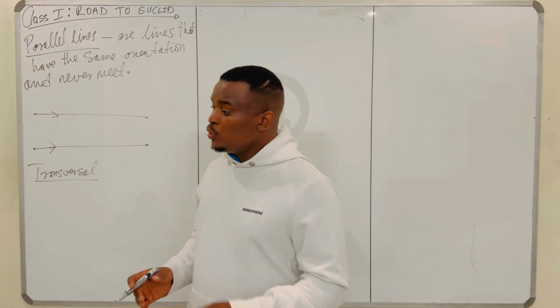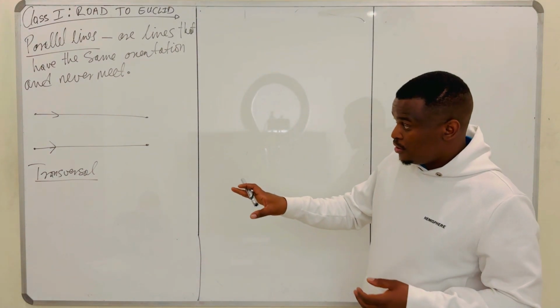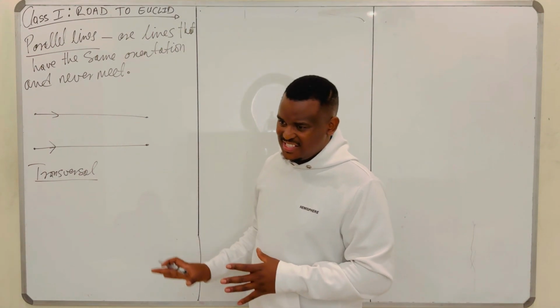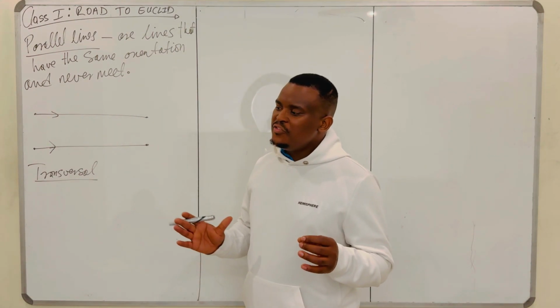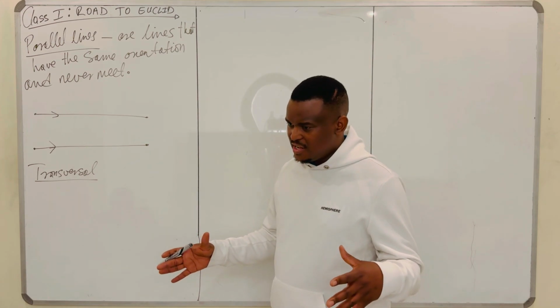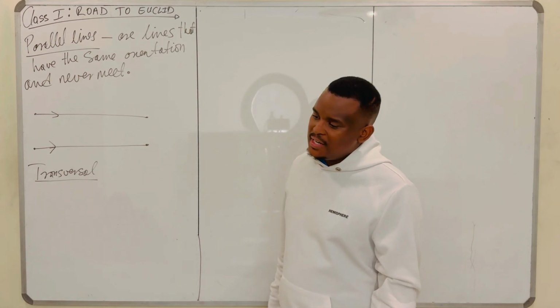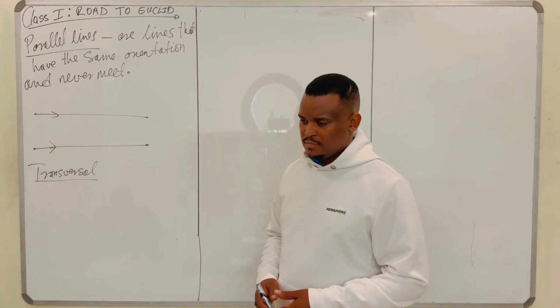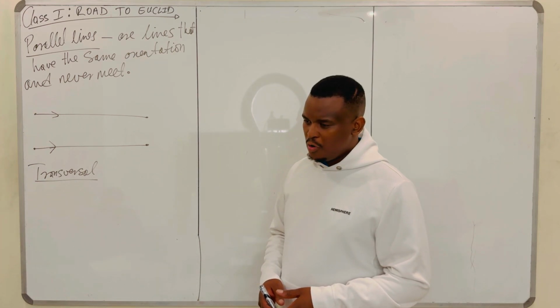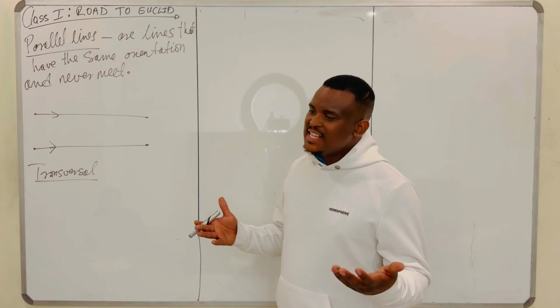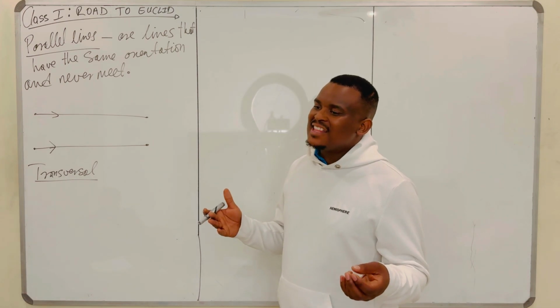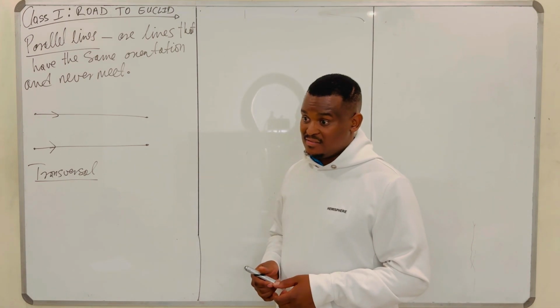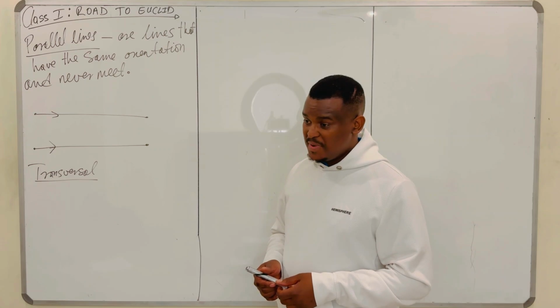So, I'm going to make a transversal be specific to parallel lines in this case. I can give you a definition for a general transversal, right? A transversal is a line that cuts two or more lines. Are you following? Yes. A transversal is a line that cuts two or more lines. Are you with me? Yes.